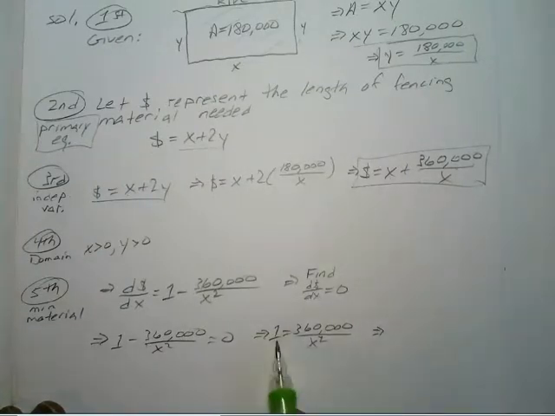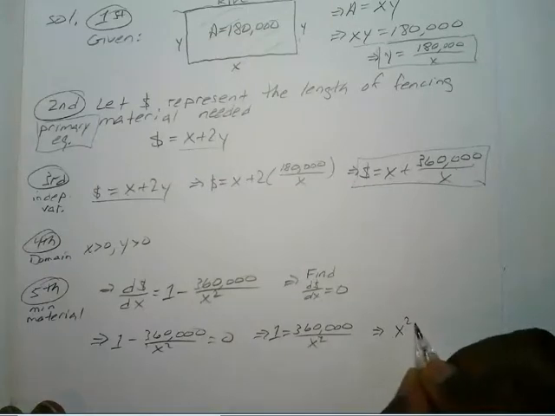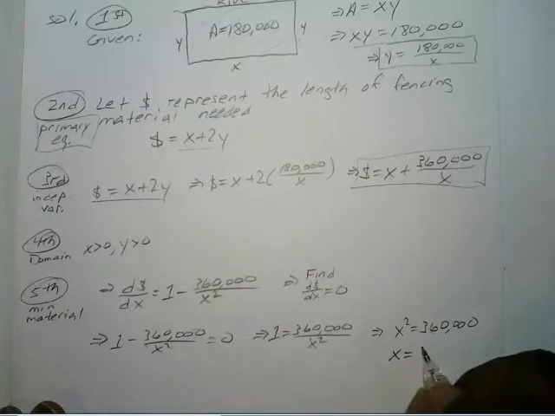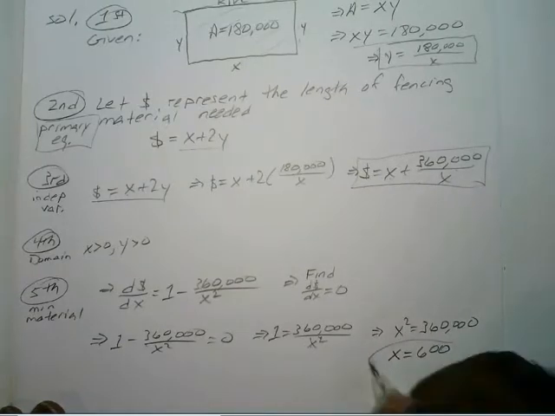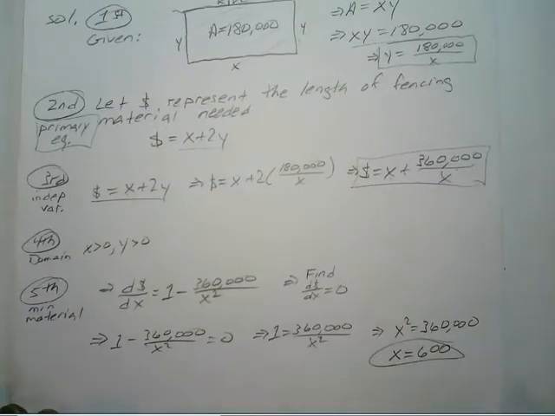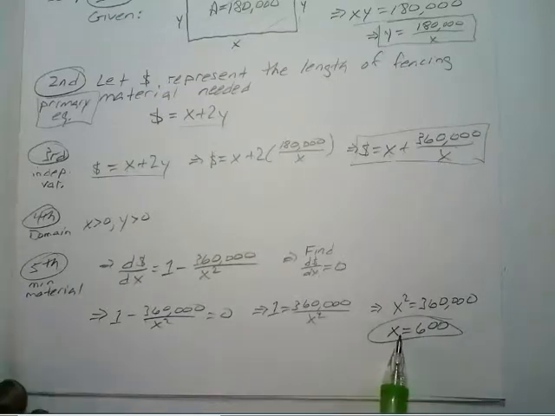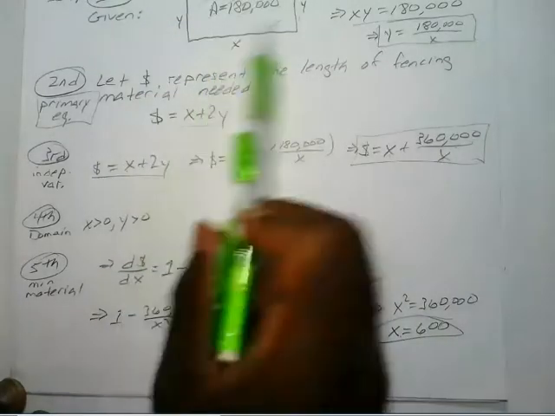Multiply both sides by x squared. If x squared equals 360,000, square root both sides, x equals 600. All right. So now we know what our x has to be. We have to find our y.